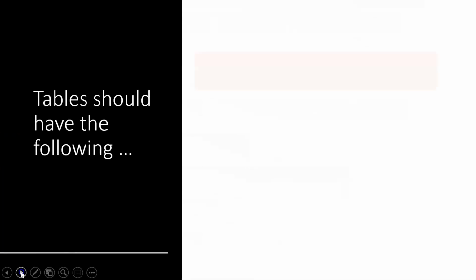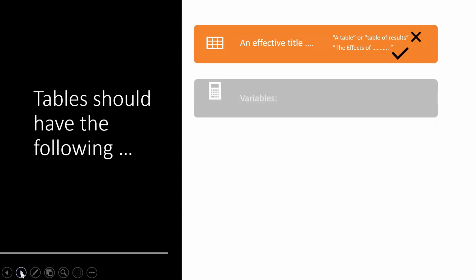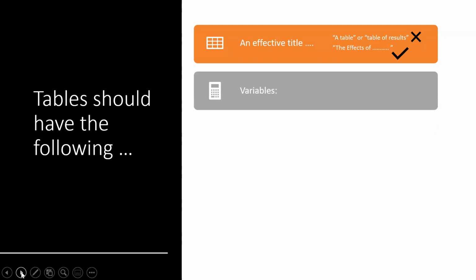Okay, so a good table should have all of the following. An effective title. Now, when we're talking an effective title, we're not meaning this is the table of results or a table or results tables. That is not an effective title. An effective title actually tells us what that table shows. So, for example, the effects of, and then put your variables in. So the effects of, that's a good effective title.